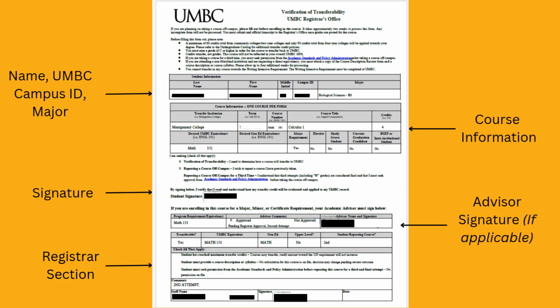This is an example of a completed VOT form. In this example, the student is requesting a verification of transferability of Math 181 at Montgomery College. The student is requesting to receive the equivalent of UMBC's Math 151 course. This student has indicated that they have previously taken the course, so this will be their second attempt. We will take a closer look at the advisor portion and registrar section next.